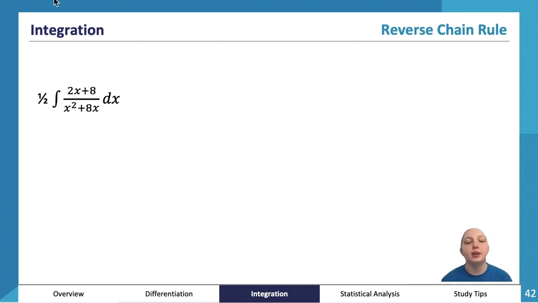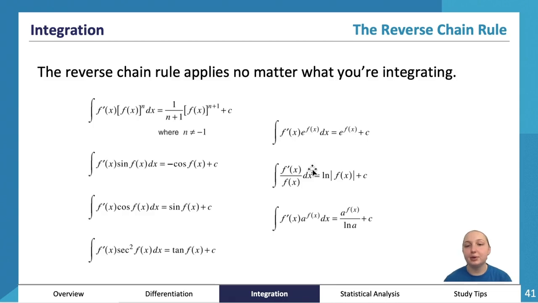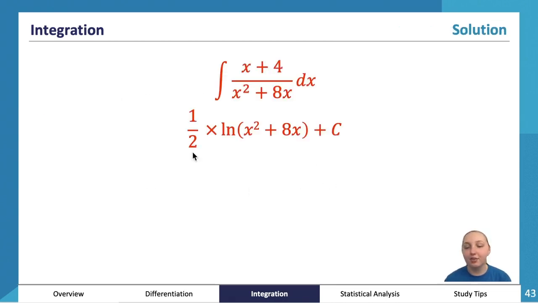From here, we then have exactly what we need to make this work. We're going to end up with a half times ln of our denominator plus c. That's all you have to do to use the reverse chain rule. It seems complicated, and then once you see an example, it starts to get a little bit more simple, and the more examples you do, the easier it'll become.